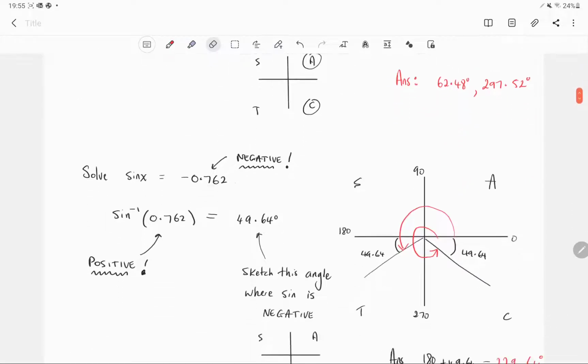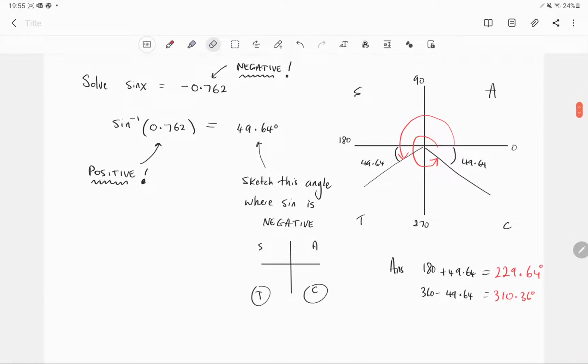On to another question. This time we have: solve sine of x = minus 0.762. Like I said before, notice whether it's positive or negative, because that determines how we use the CAST diagram. But even though we have a negative here, we use the calculator to do the inverse sine of positive 0.762. So we disregard this negative sign when we get our acute angle.